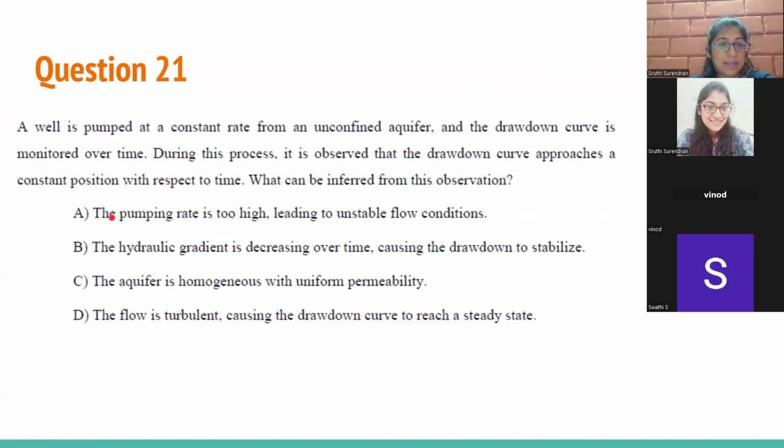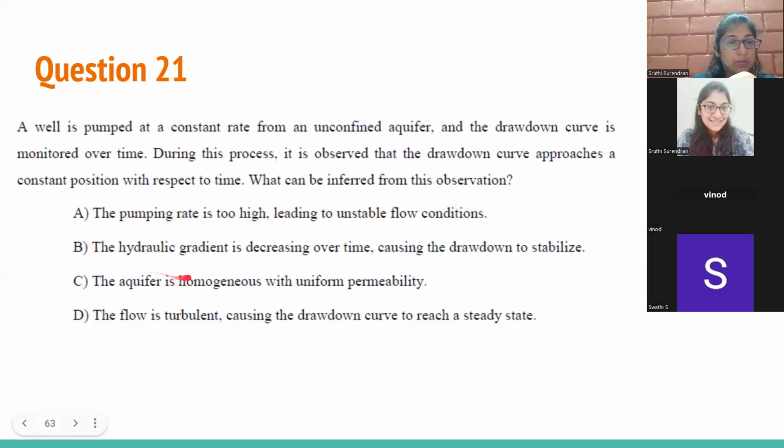So option 1 says that the pumping rate is too high, leading to unstable flow conditions, which is not possible because in the question they have already said that it is a steady flow, that is, a constant position with respect to time. So there's no possibility of an unstable flow, or of the pumping rate being too high, which is also contradictory to the question because here they have said that the well is being pumped out at a constant rate. So it is not going high or low, it is at a constant rate. So this option is not possible.